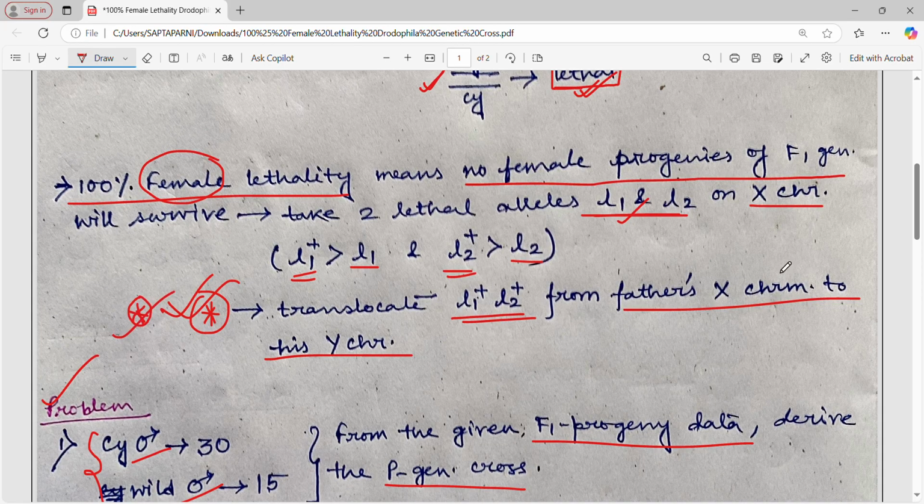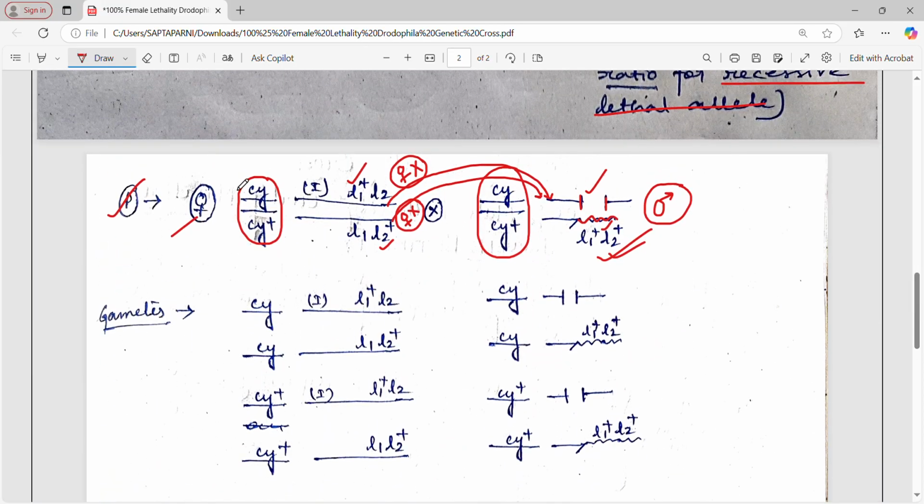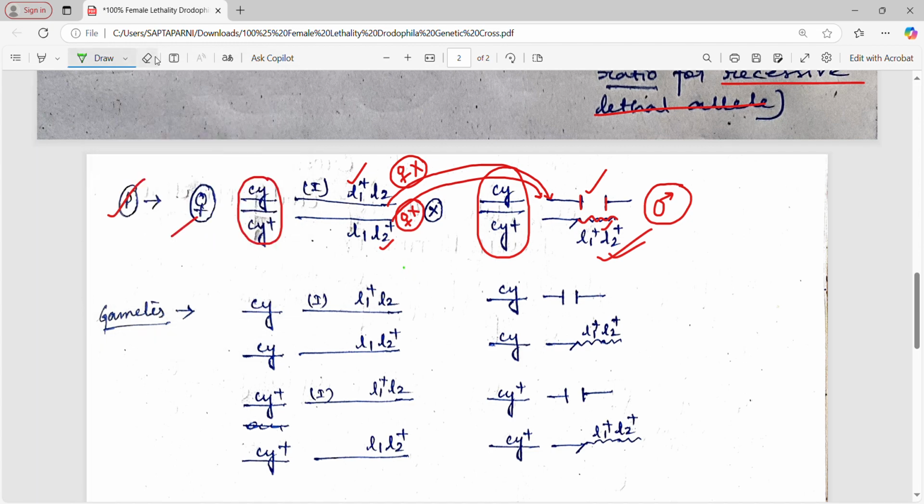Now let's see what should happen to the male progenies here. Let's take another color, let's take green. So see here. First of all, let me delete all this from here.